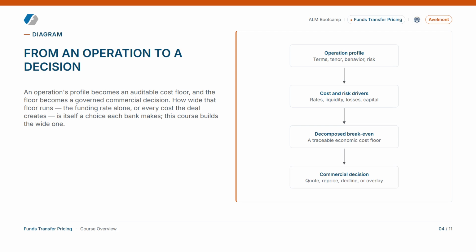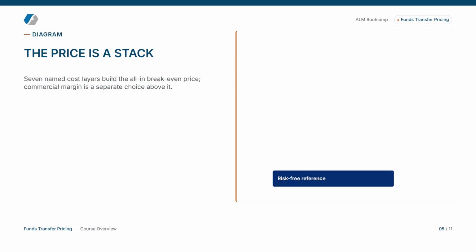Only then comes the commercial call. The bank can quote or reprice the operation. It can also decline it or approve a transparent overlay. The model informs the decision. It does not hide it. Each layer gets a single sentence in this overview, deliberately thin, since all phases of the course live inside these layers. What matters now is the shape.